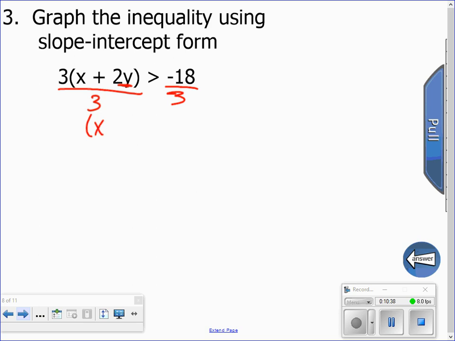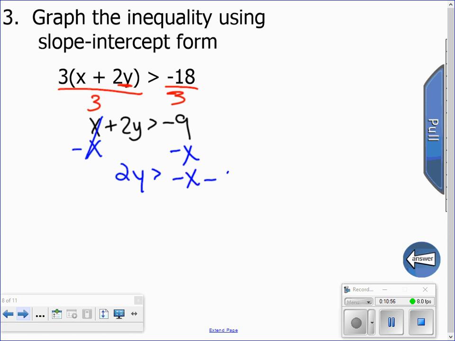What I'm left with is no longer needing the parentheses. We're going to have x plus 2y is greater than -9. I can subtract x on both sides now. So again, we're moving things away from the y. So 2y is greater than -x minus 9, and then divide by 2. And we get y is greater than -1/2 x, or x over 2, minus 9 over 2.